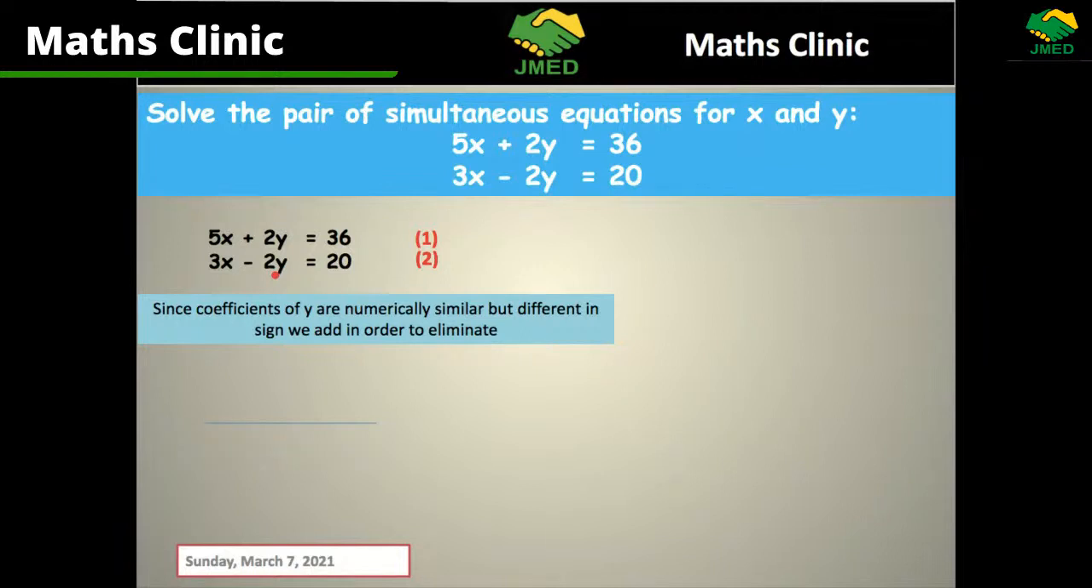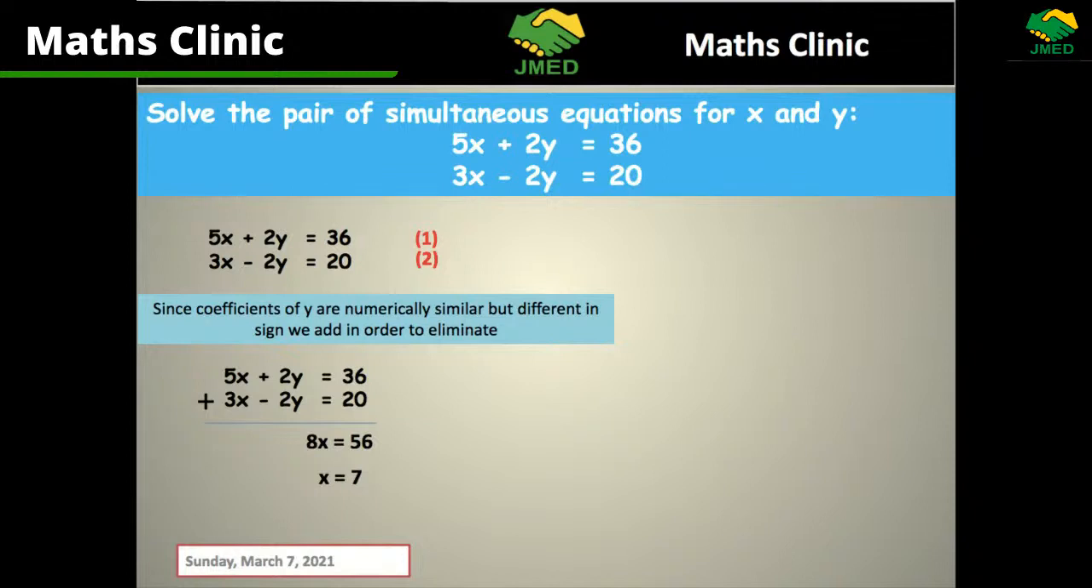All right. So what we're going to do is rewrite the equations, and we're just going to add in this case. So 5x plus 3x will give us 8x. 2y plus negative 2y is 0. 36 plus 20 will give us 56. So we get 8x equals 56. Now that's a beautiful outcome, because we have this minus sign and I'm thinking, oh, how do I deal with that? Okay, so we get x equals 7.